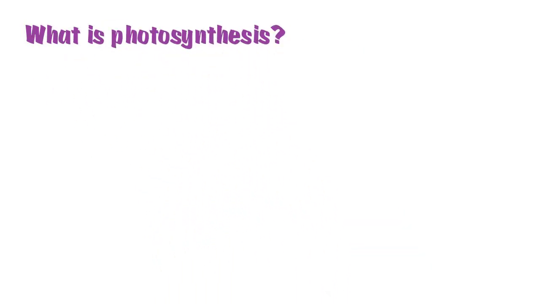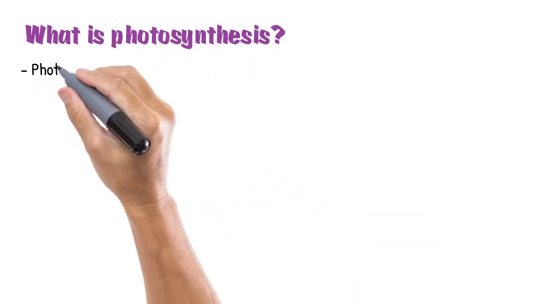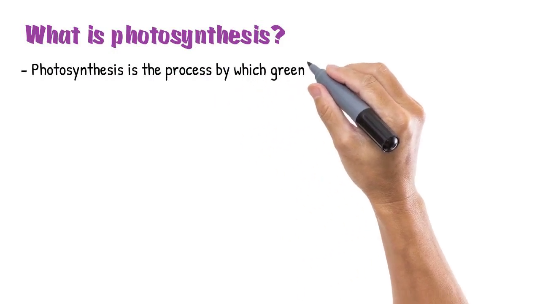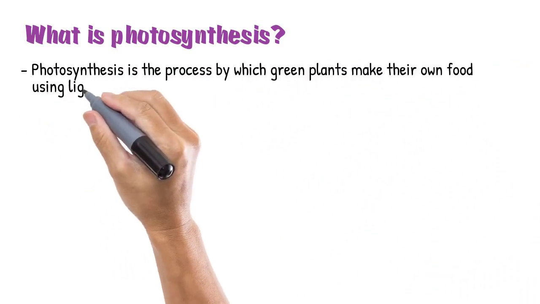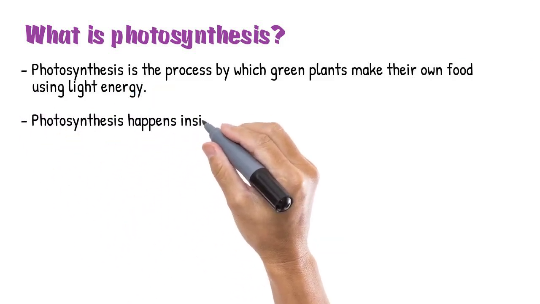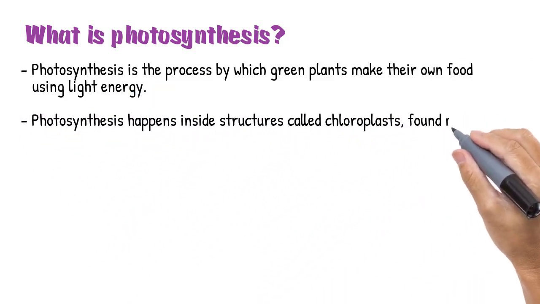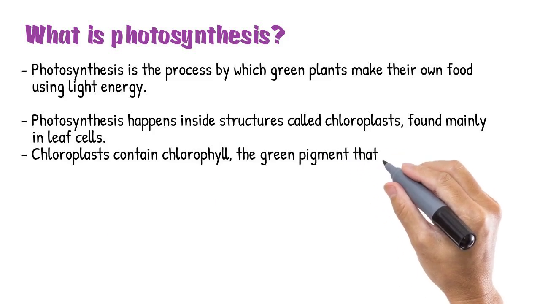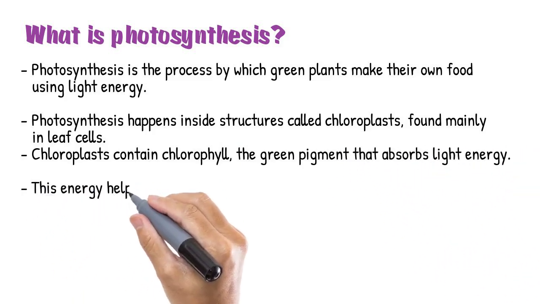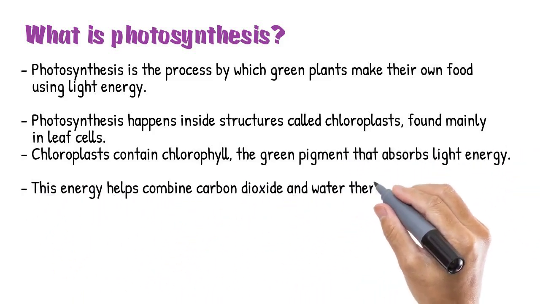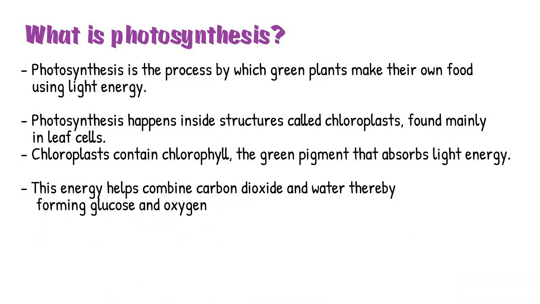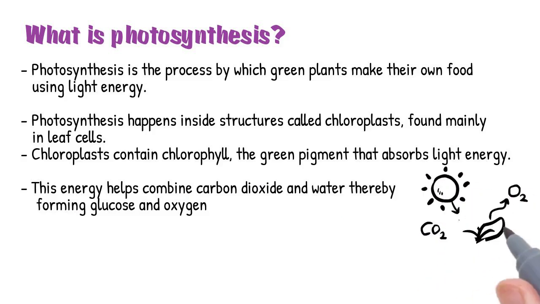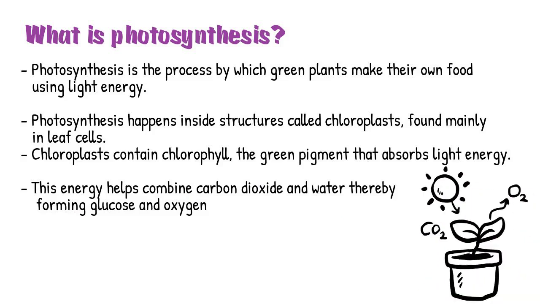What is photosynthesis? Photosynthesis is the process by which green plants make their own food using light energy. Photosynthesis happens inside structures called chloroplasts, found mainly in leaf cells. Chloroplasts contain chlorophyll, the green pigment that absorbs light energy. This energy helps combine carbon dioxide and water, forming glucose and oxygen. Glucose is quickly stored within the plant, while oxygen is liberated into the atmosphere.